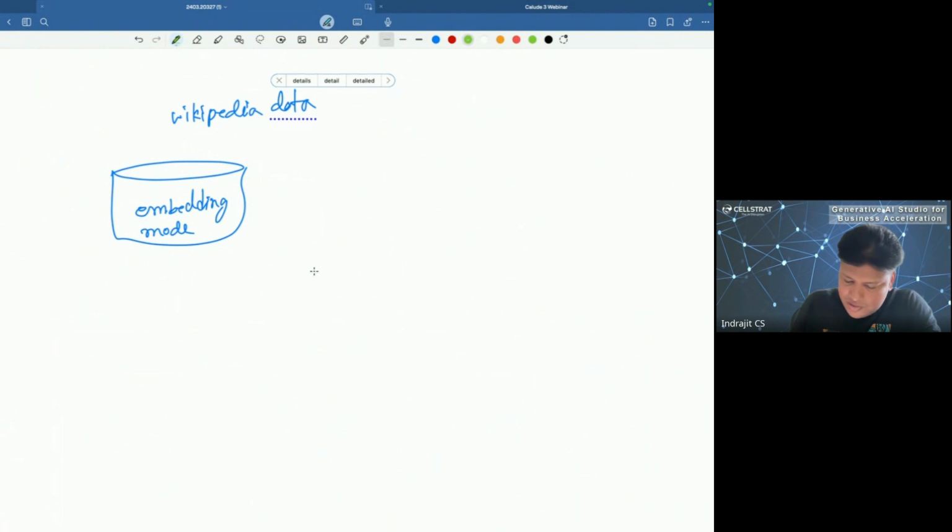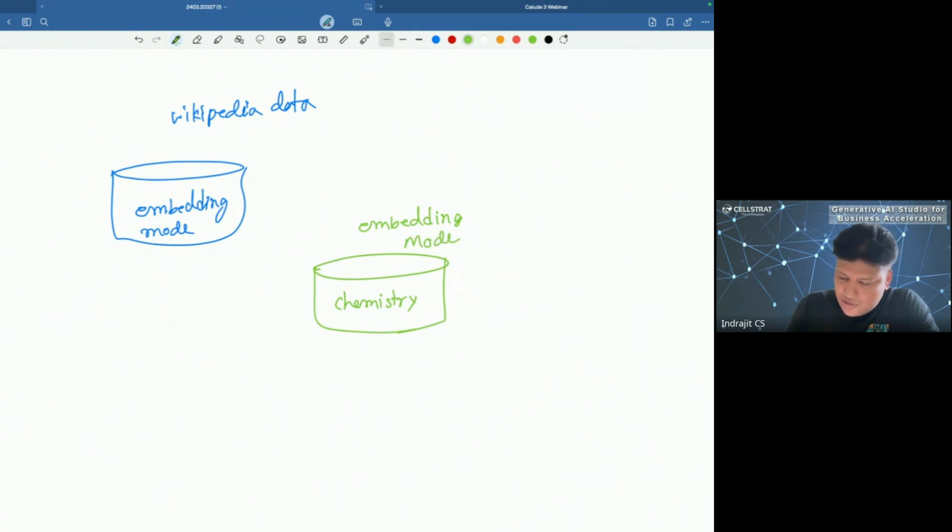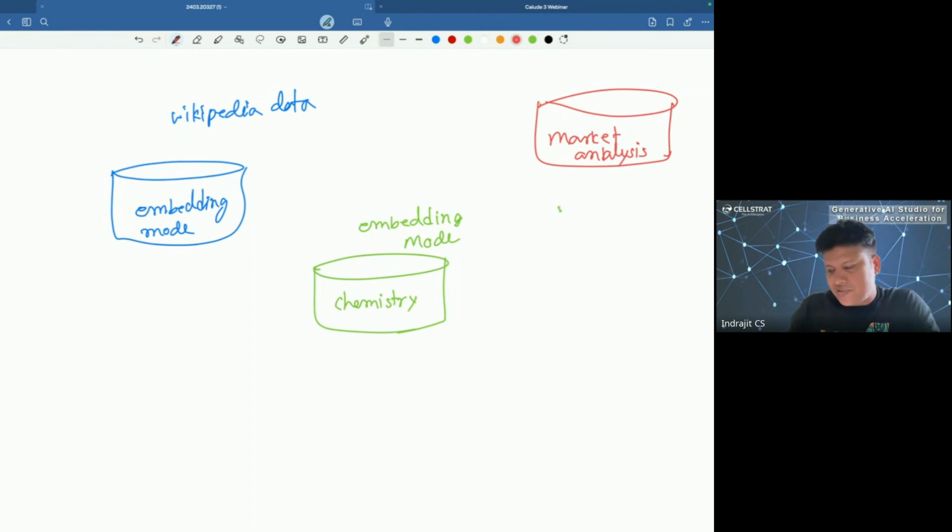Now I have another embedding model that may have been trained on, let's say, all the chemistry or chemical compounds. Now I have another embedding model that may be trained on, let's say, market analysis. I took all the data from market-based analysis, and I have created an embedding for that.